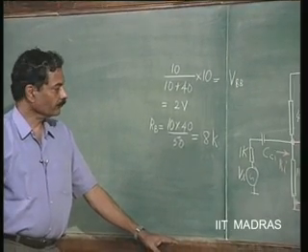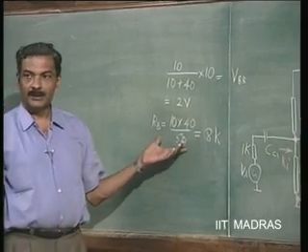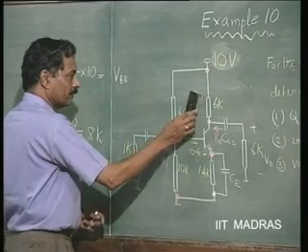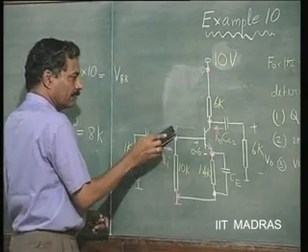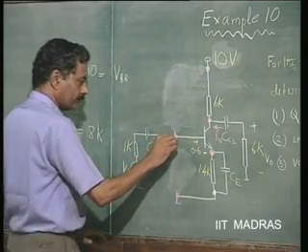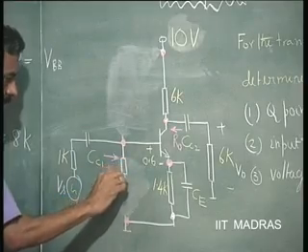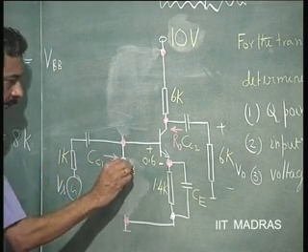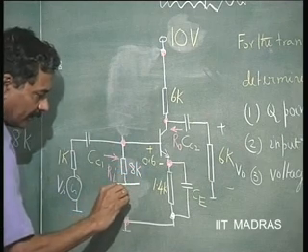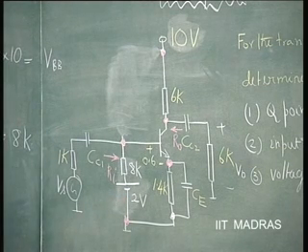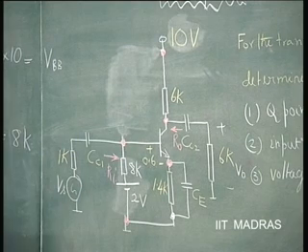So, RB is 8K. That means I can now replace this circuit for DC. It will be exactly equivalent to a resistance of 8K in series with a battery of 2 volts. So, that is how we are able to forward bias the transistor, by means of these 2 volts.